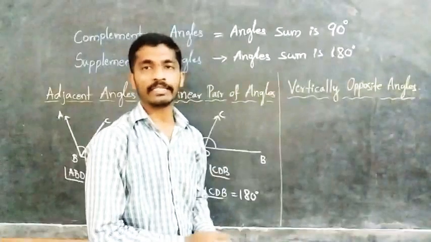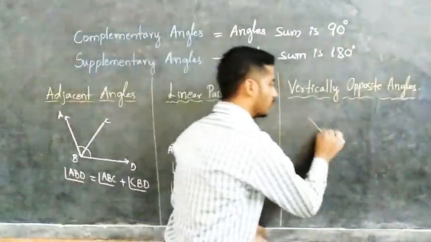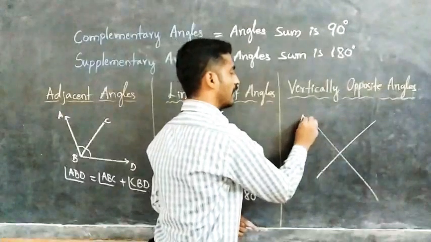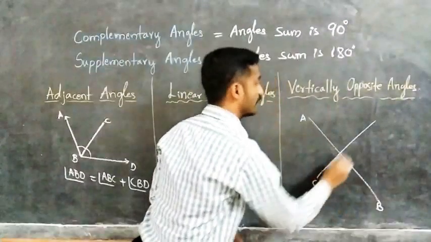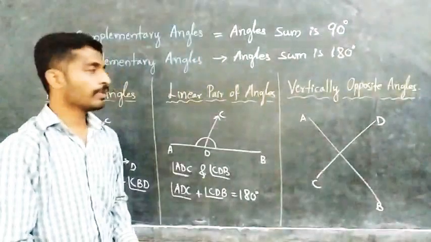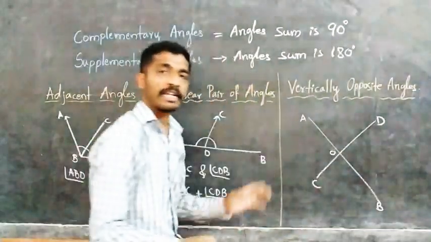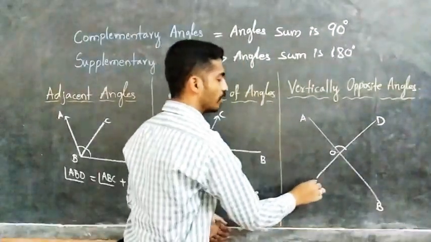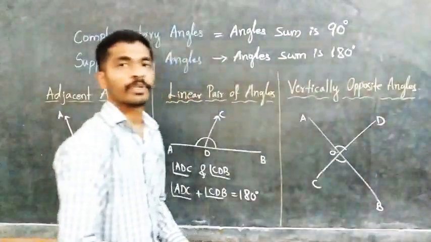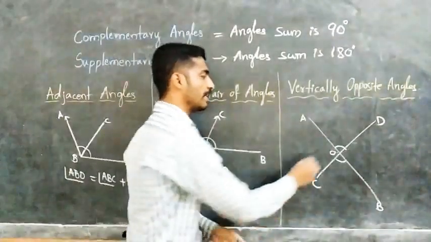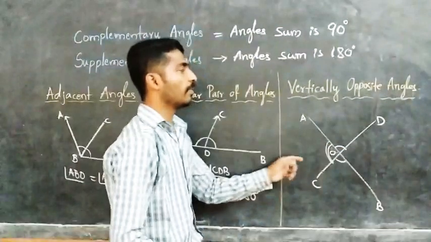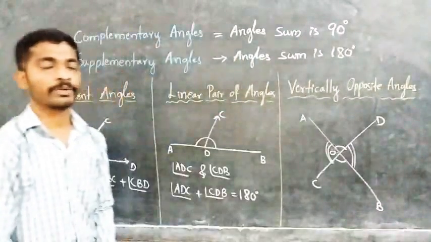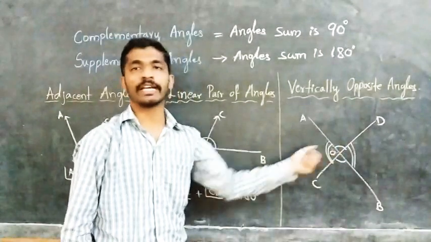Now, vertically opposite angles. What are vertically opposite angles? If two lines are intersecting at a point, let's see here AB and CD are intersecting at O. Then you can say AOD is vertically opposite to COB. Similarly, AOC is vertically opposite to DOB. So these are vertically opposite angle pairs.